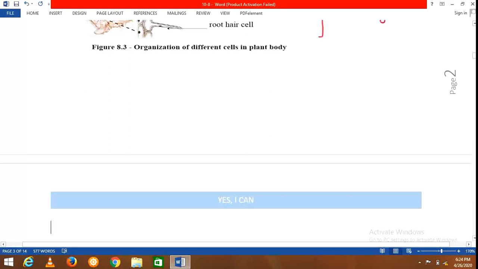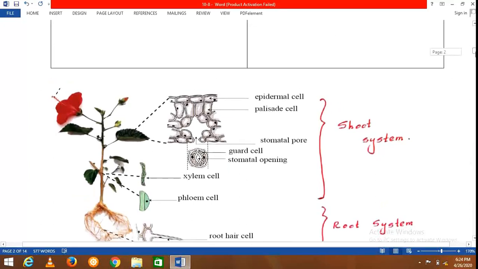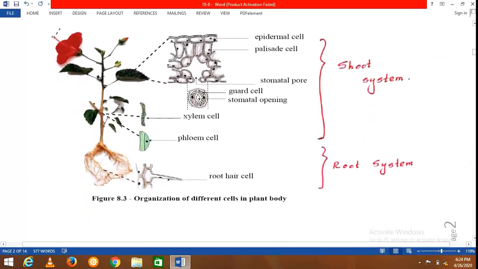Then we'll move on to this diagram which shows the parts of the plant body. So here, there are two main systems in a plant. Above the ground level, we find the shoot system, and below the ground level, we find the root system.